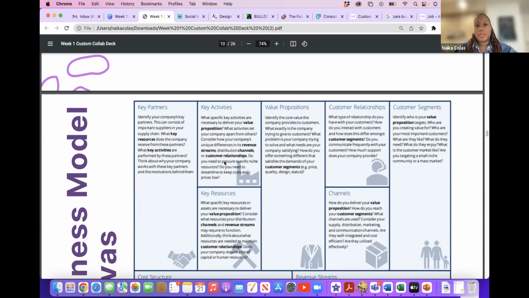And then your key activities. So this is what activities you'll deliver to your consumers to create your value proposition. And then what activities set your company apart from others. So this is when you're looking at your competitors and you're saying, so you'll look at a Fenty, right?